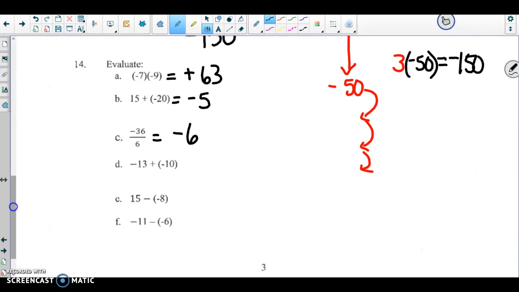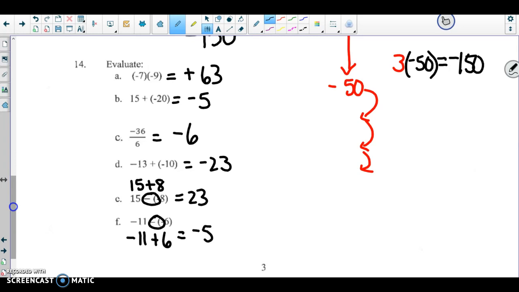I've got another addition problem here, but I have negative plus negative. So negative plus negative, I just add those to get negative 23. This one, I've got both of these negative together here. So I really have 15 plus 8. Well, 15 plus 8, just normal addition. They're all positive. I end up with 23. And then finally, I have 2 negatives again. So I have negative 11 plus 6. I have to subtract them because one's positive and one's negative. I end up with negative 5.